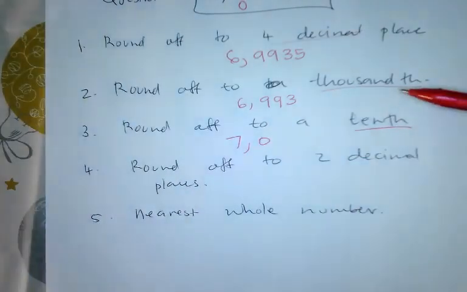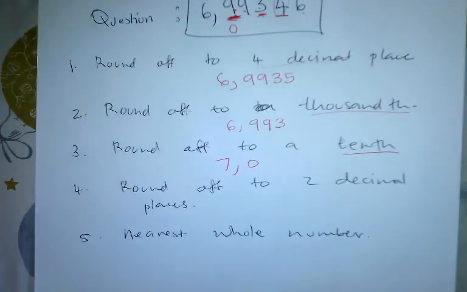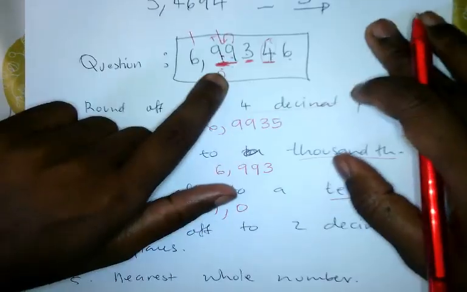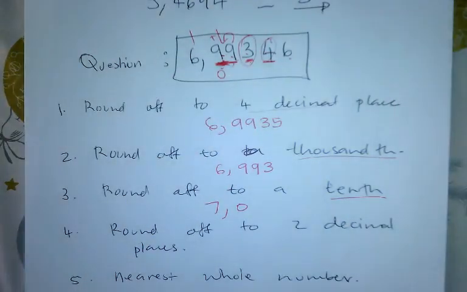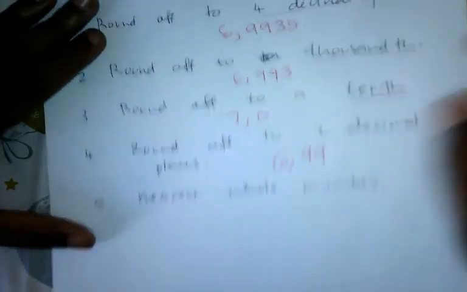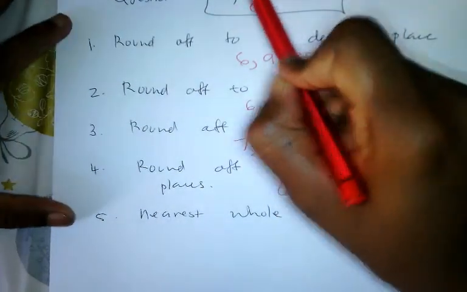Are we all clear? Number 4, how many decimals do they want now? 2 decimals. I must have 2 numbers after the comma. So 2 decimals is the 99. Are we all clear? The number near the third one is less than 5, so it's not going to affect anything. So the answer is 6,99. And the nearest whole number, 6,99. The 9 is going to add the 1 to the 6. So the answer is what? 7.